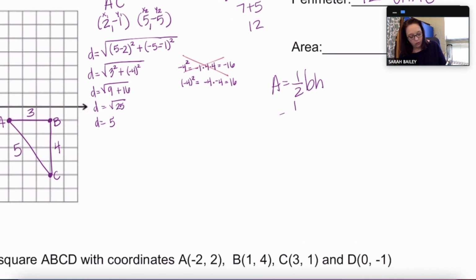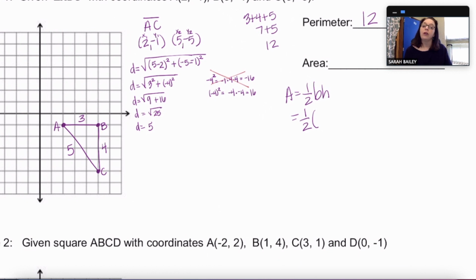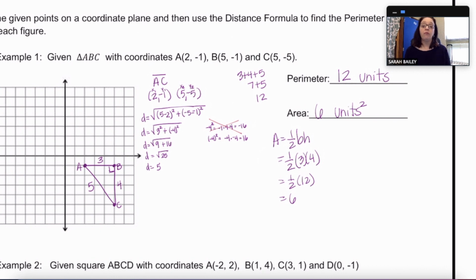The base and the height are going to make a right angle, which in this case are going to be the legs of that triangle, 3 and 4. So 1/2 times 3 times 4. I'm going to do 3 times 4 first, which is 12. Half of 12 is 6. So the area is 6 square units. Oops, there we go. You want to have that units to the power of 2. 6 square units.